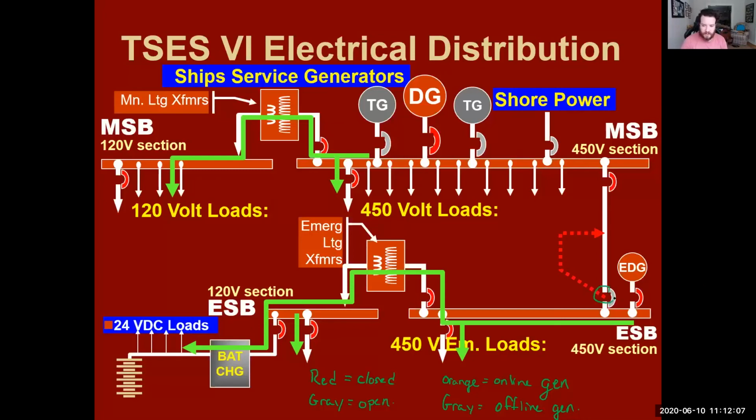This circuit breaker right here is now sensing power on this line. And the only reason it can do that is because this circuit breaker stayed closed. So what does it do? It'll shut down our EDG, and we can go over and manually close this circuit breaker, and now we're back to normal operations. All right. Any questions on that?